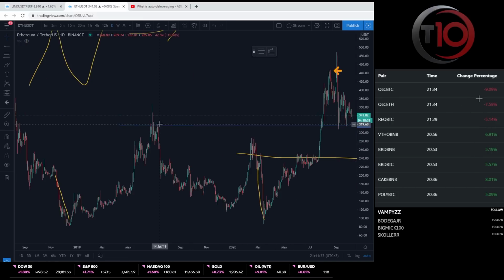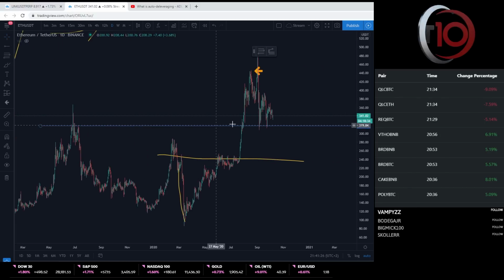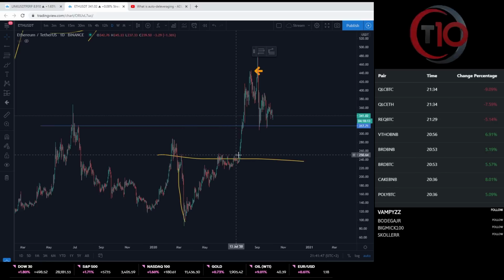And so this is the previous failure, and they have tested this zone a couple of times now. So this is what they want to hold. If not, they can try to hold this zone, but I'm actually expecting them to go down and test the move to the low here. And this is also the start of the move.